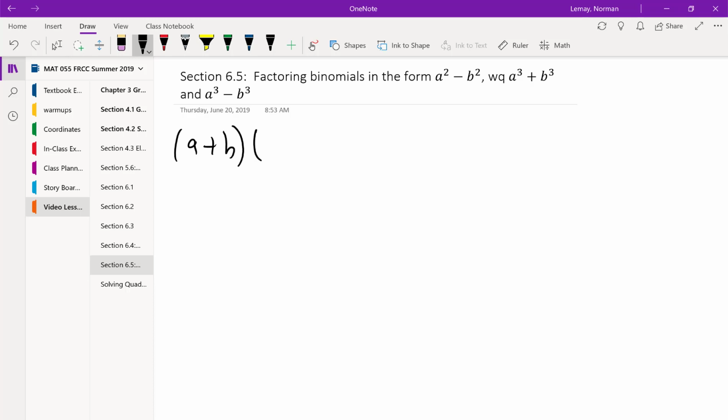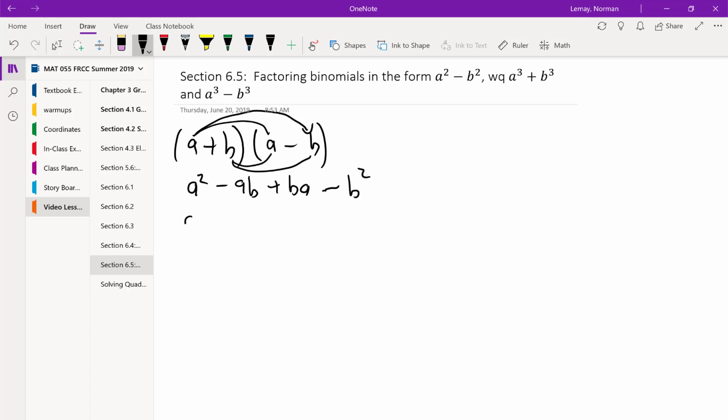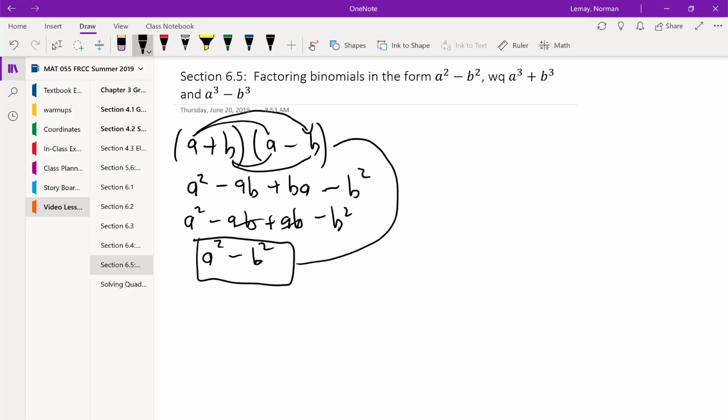Again, if we have these A's and B's, they are just placeholders for something in the form of these two binomials. If we multiply these together, A times A is A squared, A times a negative B is minus AB, B times A is plus BA, and B times B becomes minus B squared. Notice that the middle terms subtract out and we're left with A squared minus B squared. So now the question is, given something in this form, can we go back and rewrite it as the product A plus B, A minus B?